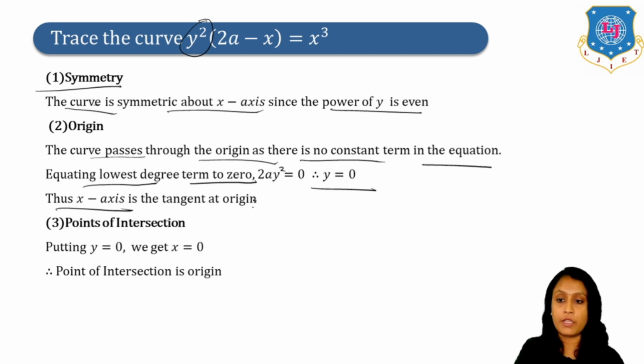Now we'll find the point of intersection. For that, substitute y is equal to 0. If you substitute y equal to 0, this whole term is 0, so the answer for x is 0. Therefore we can say that the point of intersection is the origin.